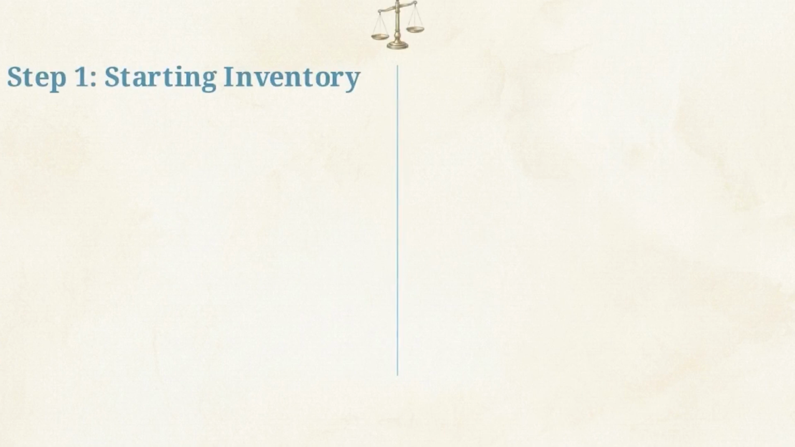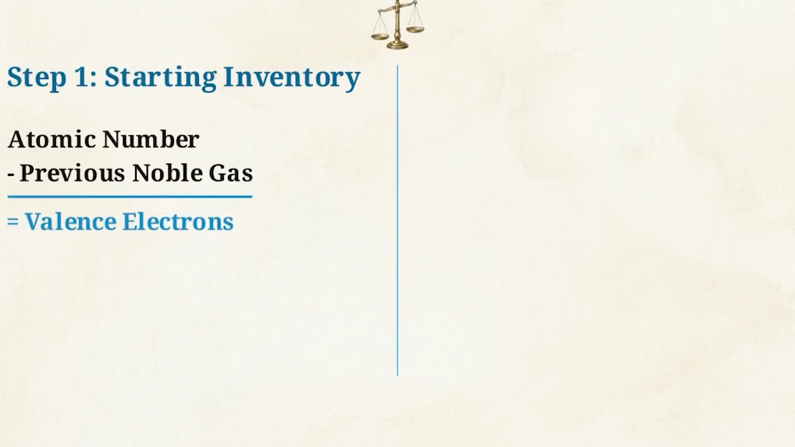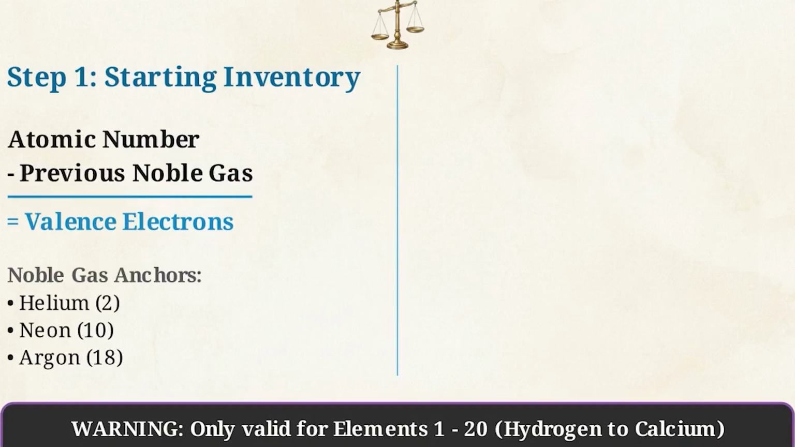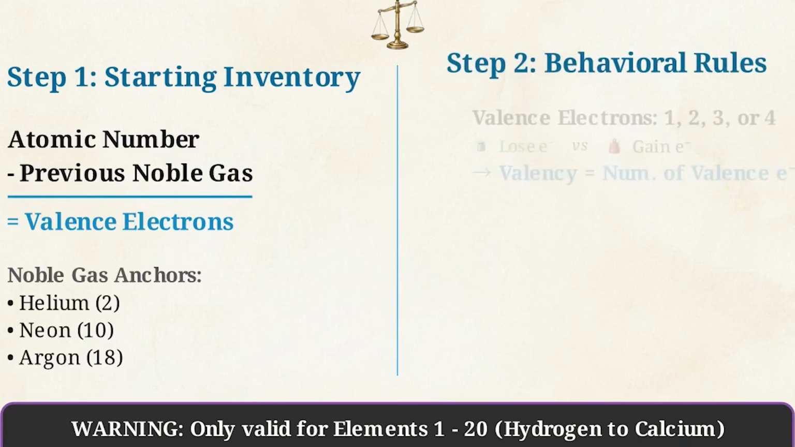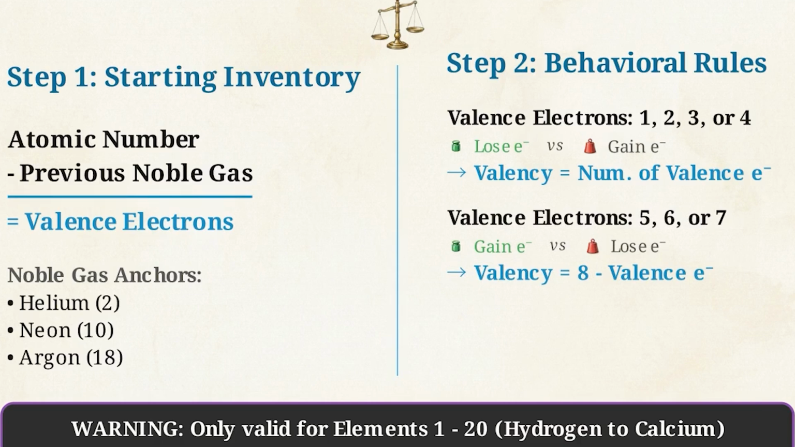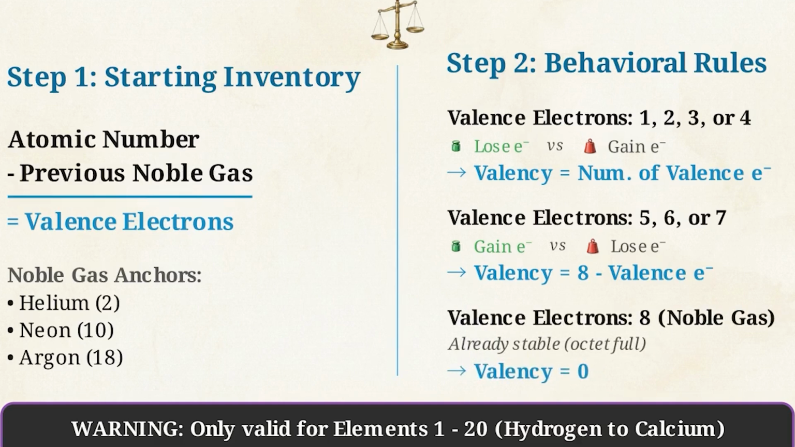This split-screen graphic summarizes the entire framework. On the left is your mathematical shortcut for finding an atom's starting inventory. And remember the warning at the bottom: do not apply this beyond calcium. On the right are the behavioral rules. 1 through 4 means the atom loses electrons, so the valency matches the count. 5 through 7 means the atom gains electrons, so the valency is whatever it takes to reach 8. 8 means it's fully stable.